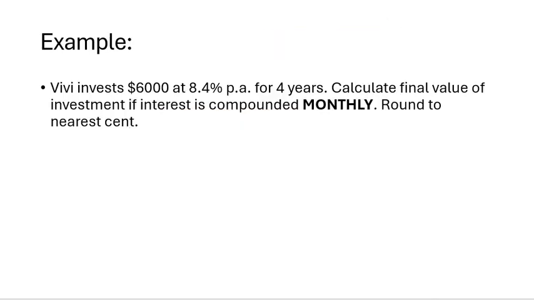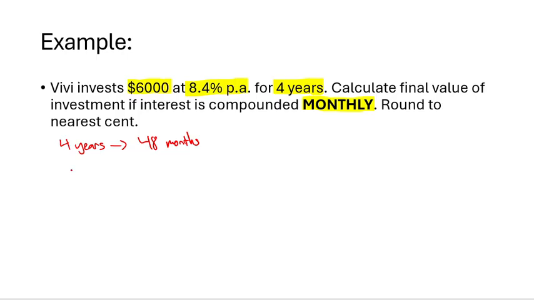So, let's just do one example. VV invests $6,000 at 8.4% per annum for 4 years. Calculate the final value of the investment if interest is compounded monthly. Round to nearest cent. So let's first convert our 4 years into months. So 4 years is actually 48 months.